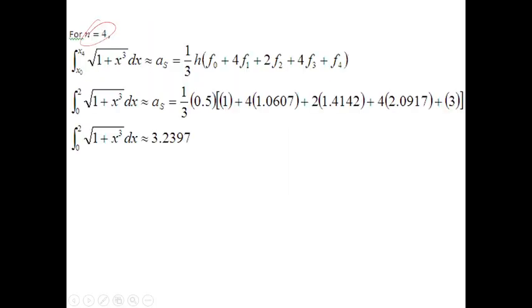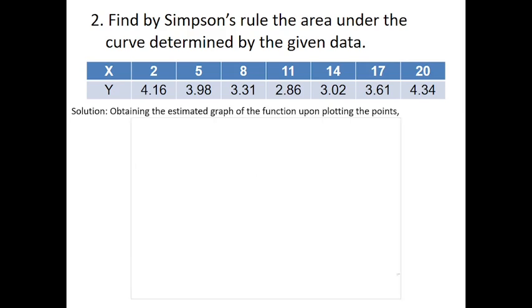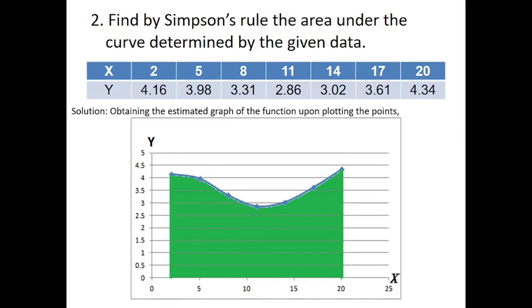Alright, so we proceed. Find by Simpson's rule the area under the curve determined by the given data. Number 2. So obtaining the estimated graph of the function upon plotting the points, this is the estimated graph of the function. Given the points, we have 2, 4.16. Then we have 5, 3.98. We have 8, 3.31. 11, 2.86, and so forth.